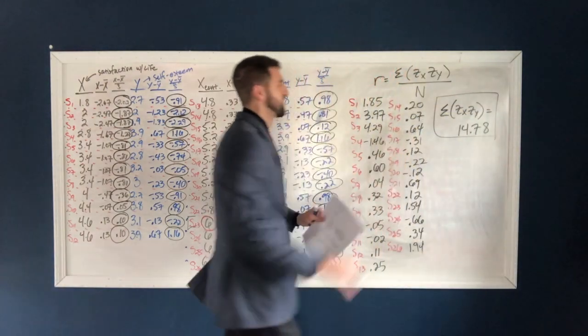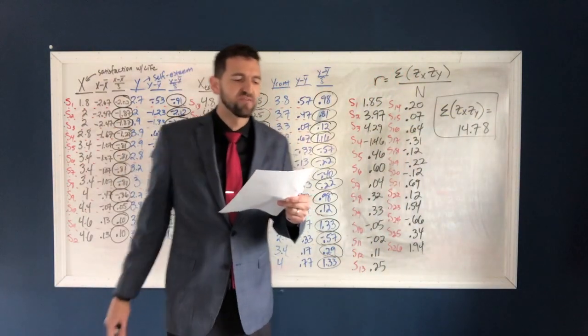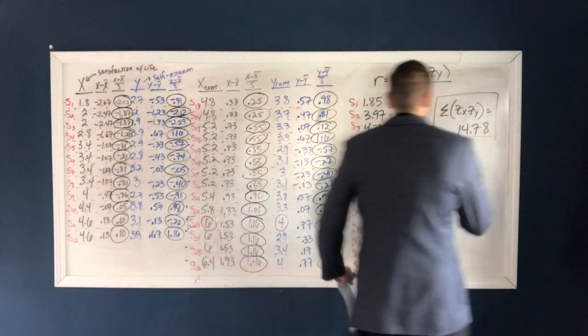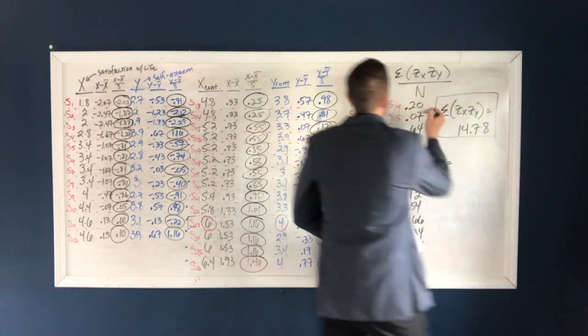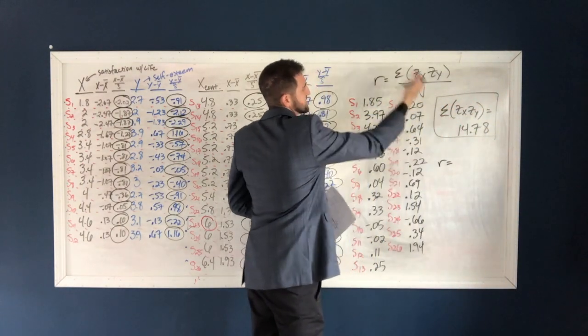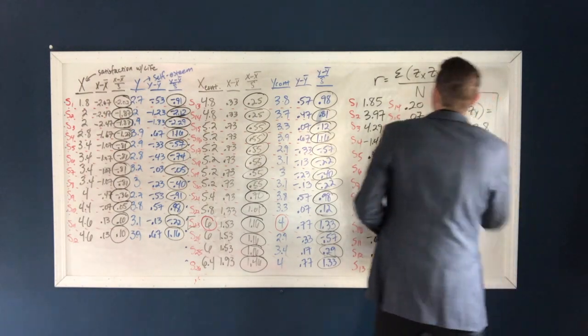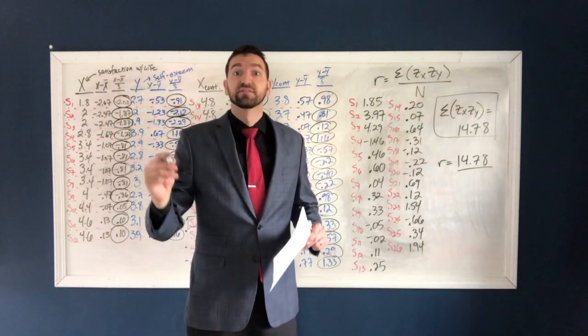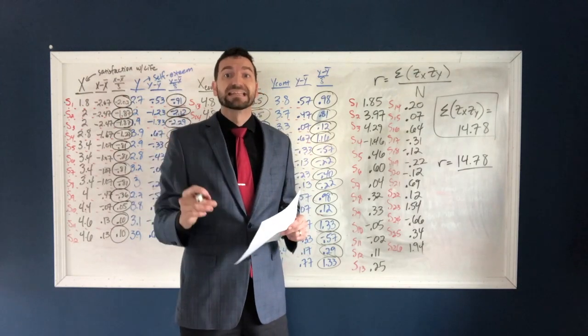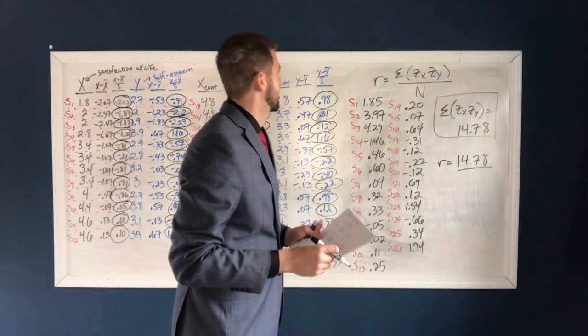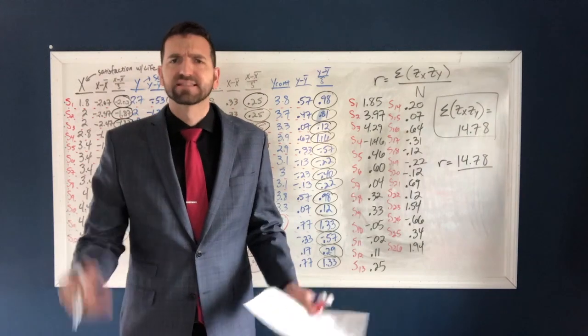So after you add up all the values and you get 14.78, you could plug that 14.78 into the top part of the equation. And then all that's left for you to do is to divide by the n. Okay? Well, what's the sample size in this case?